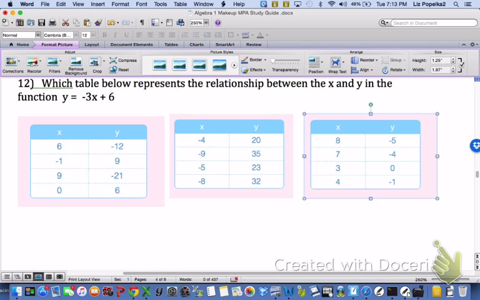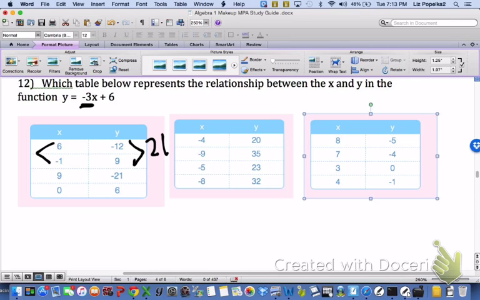For number 12, it's asking which table represents the relationship between X and Y. On your paper, I know it goes up and down. I just put mine across so that it would all kind of show up on one paper. So first of all, this equation right here, since it's a negative 3x, that tells me that the rate of change is negative 3. So let's just start off there and see which one of them has a rate of change of negative 3. So from negative 12 up to 9, that is a positive increase of 21.